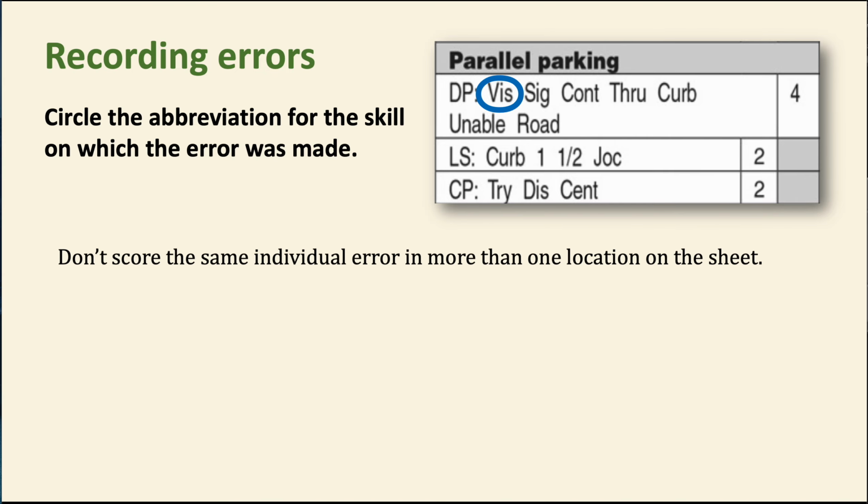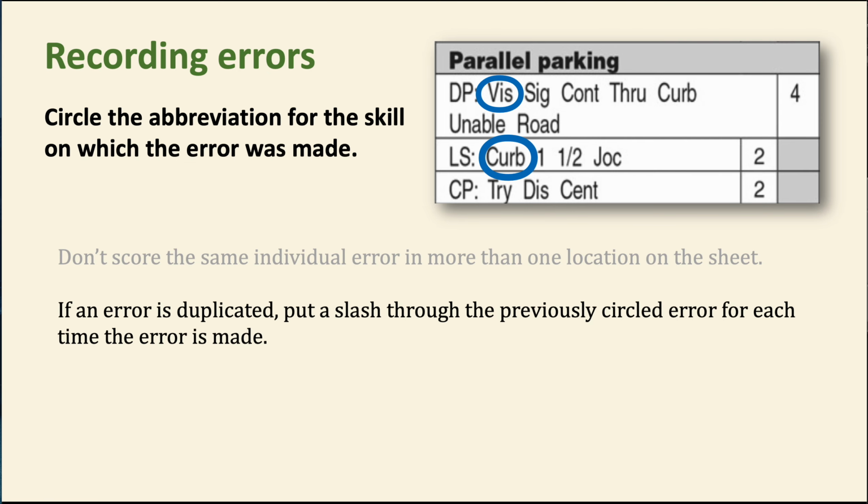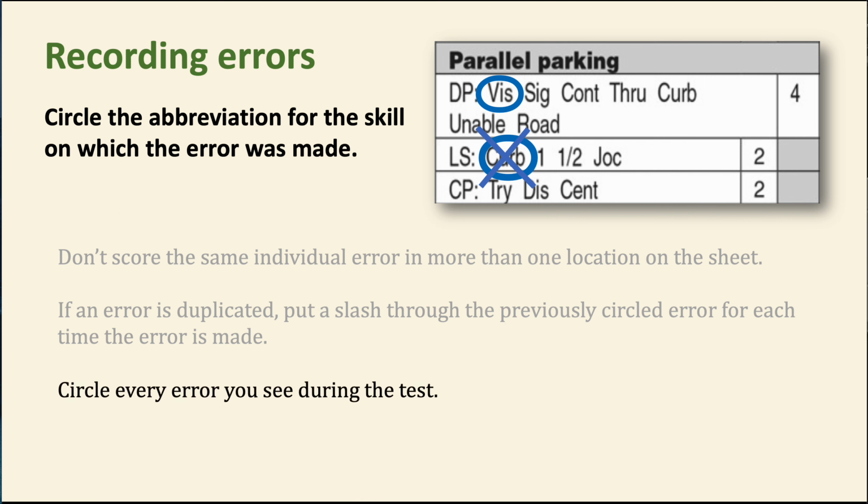Don't score the same error on more than one location on the sheet. So if it's duplicated, put a line through it. You can go in either direction. If they hit the curb 3 times, you're going to circle it and put a line through it, put another line through it. If they keep hitting the curb, you're going to put more lines through it until finally it's just a big blob. That doesn't happen often, but it does.